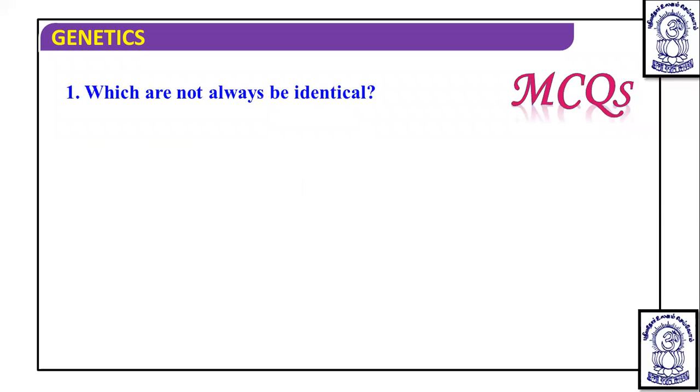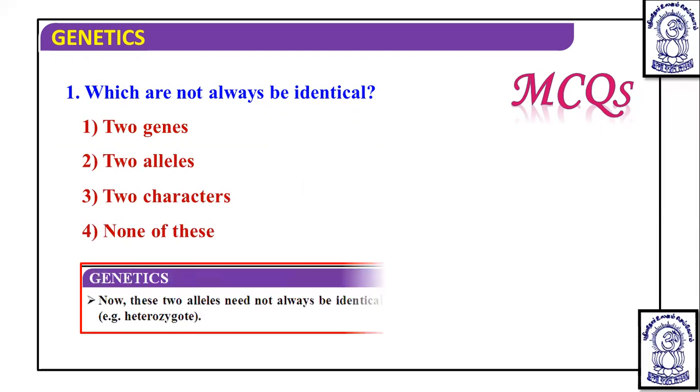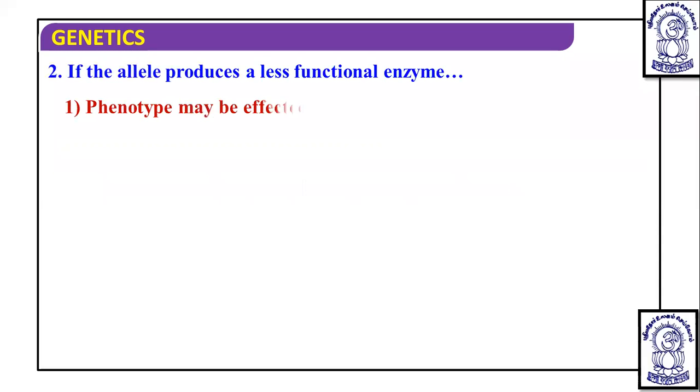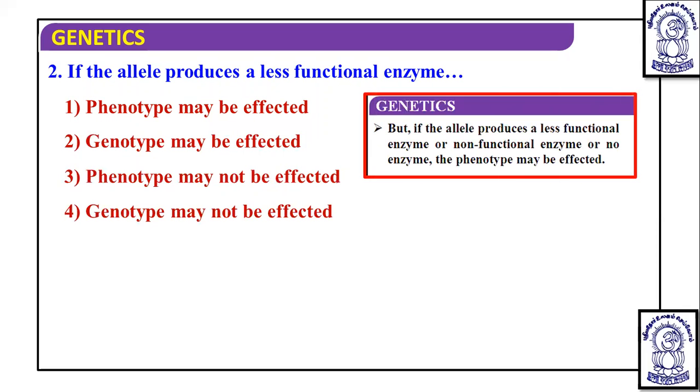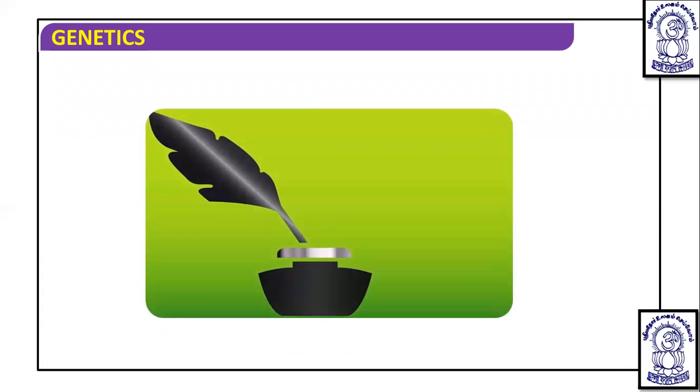So let's see some of the questions. The two alleles need not always be identical. If the allele produces a less functional enzyme, obviously the phenotype is going to be affected. Okay, so I hope you understood this concept of dominance.